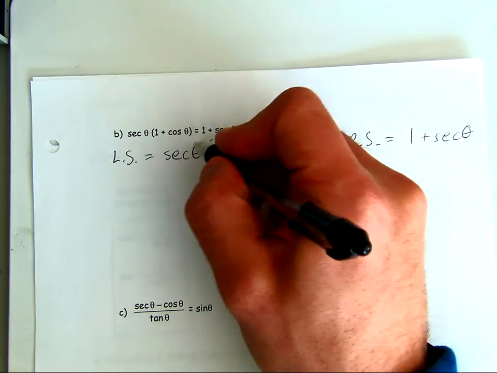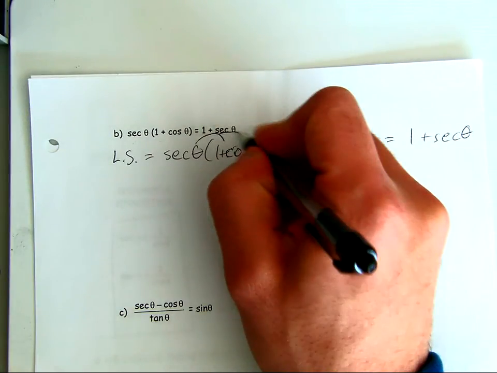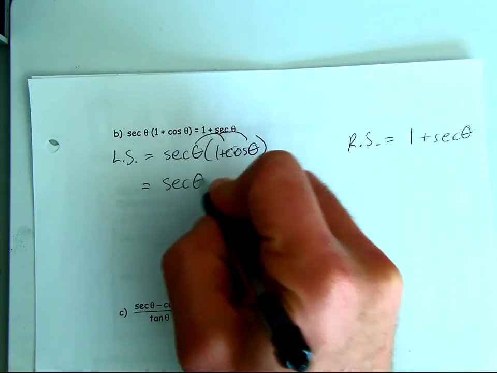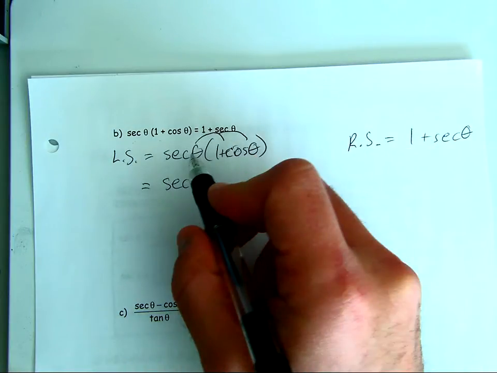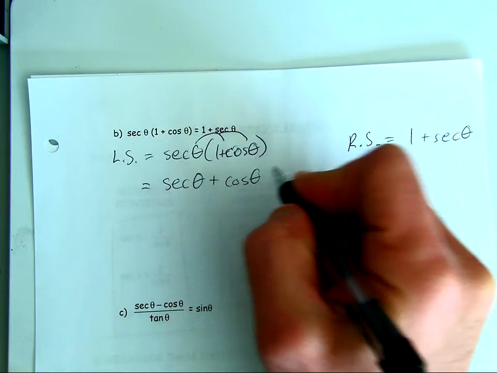What I'm going to do first is I'm going to multiply this in. Secant times 1 is secant theta, and secant times cos is cos theta secant theta.